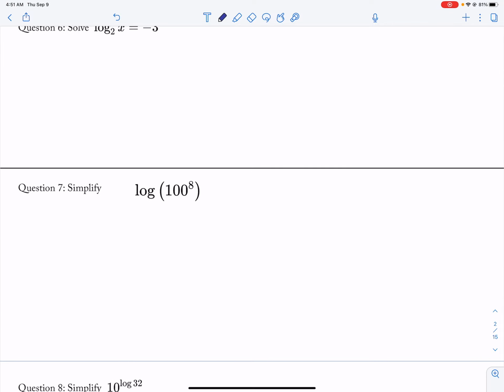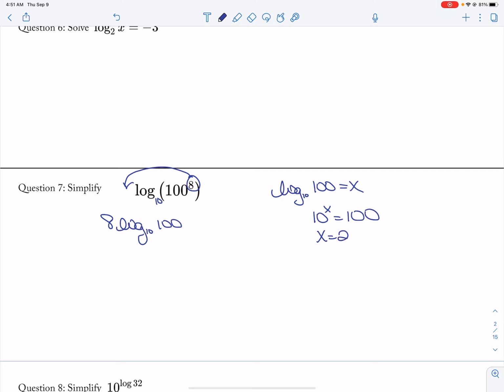We're going to simplify this logarithm. The base of log is 10 when you don't have the base there. You're going to bring down the 8. So 8 log base 10 of 100. When you look at log base 10 of 100 is equal to x, so 10 to the x has to be equal to 100. It's 10 squared, so x is equal to 2. So this logarithm here is equal to 2. So it's 8 times 2, which is 16. Okay.